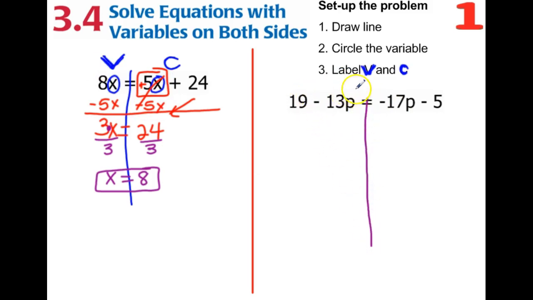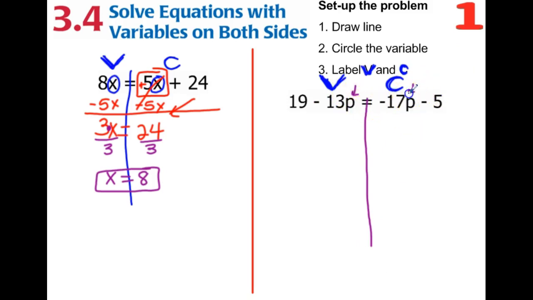Draw your line. We have a p here and we have a p here. We need to pick one side for our variable and one side for our constants. It doesn't really matter which side you pick. However, we're going to end up moving all of the letters to the same side. I'm going to pick this side for my variable because there are more positives over here. Negative 3 is more positive than negative 17. And over here I'm going to have all my constants, just my numbers, end up over there. If you flipped it, it's okay, you'll get the same answer in the end.